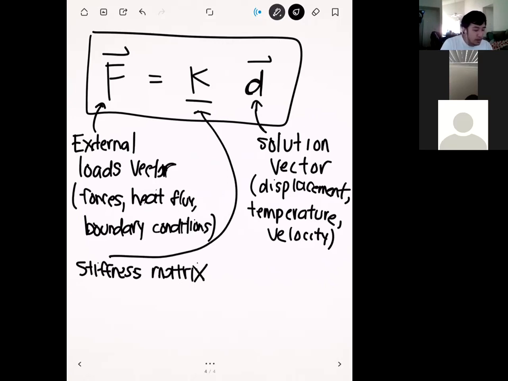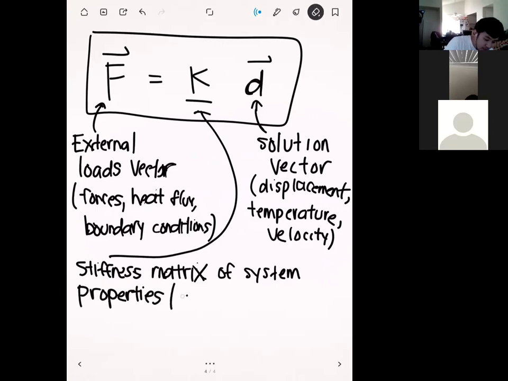And then finally, we come to the stiffness matrix here, right? The way that we generalize this is that it's a matrix of material properties or properties of the system. Okay? So these would be intrinsic properties of the physical system that would go in here. Okay. So some examples of this would be material constants.